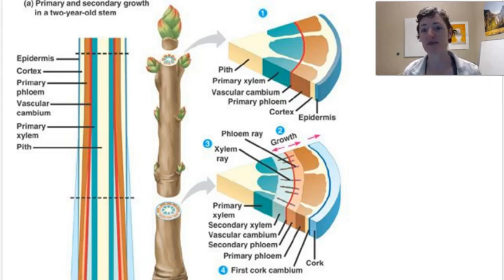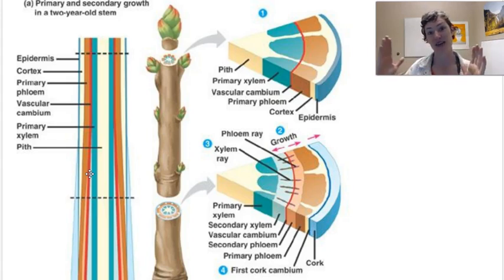Okay, itch scratched. So notice that the primary xylem here in blue and the primary phloem here in orange, there's vascular cambium in between them. We would call that the fascicular cambium. That fascicular cambium becomes vascular cambium, and as it does, it starts producing secondary tissues, and it's going to push away those primary tissues because we're growing laterally now.